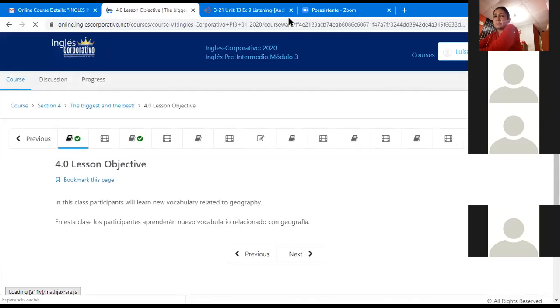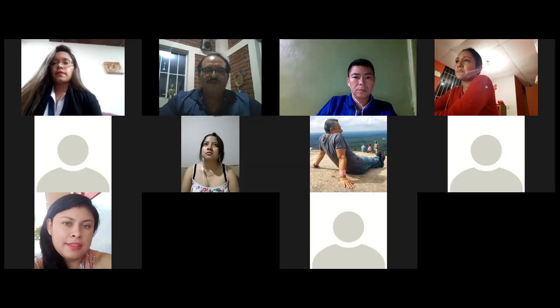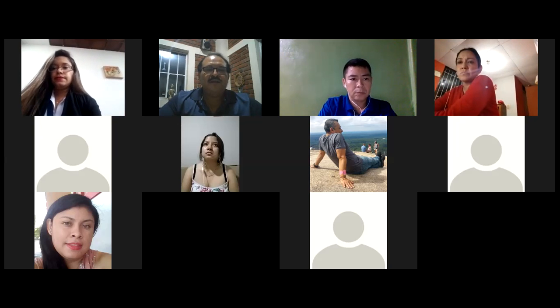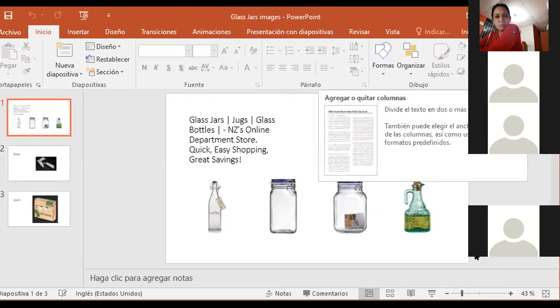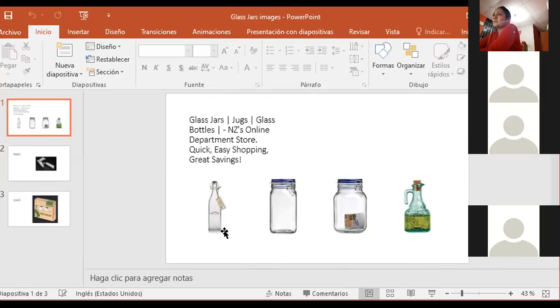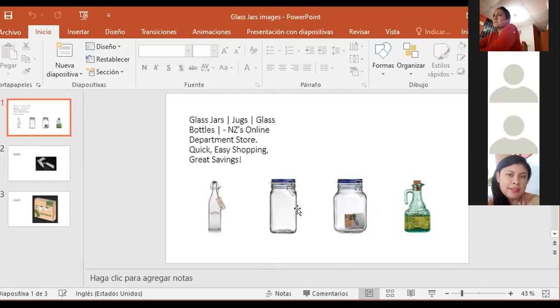Okay. Now, before we continue, I want to show you the difference between a jar and a bottle. What is the difference between a jar and a bottle? Do you see this? This is a bottle and this is a jar. Something similar to this can be larger or smaller, right? So this is a bottle, jar, bottle.